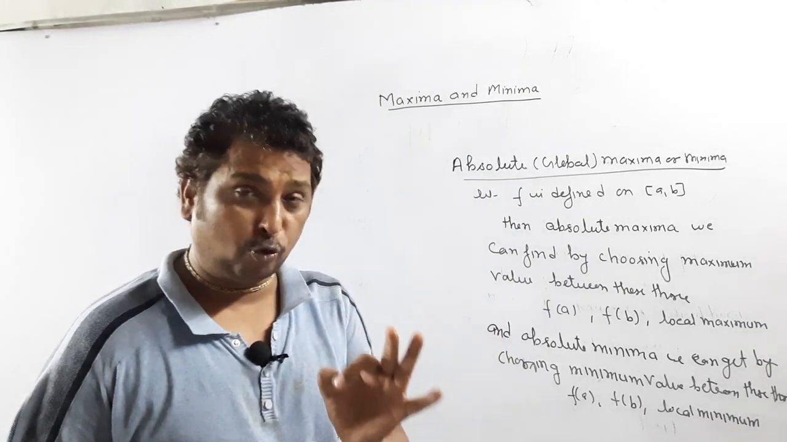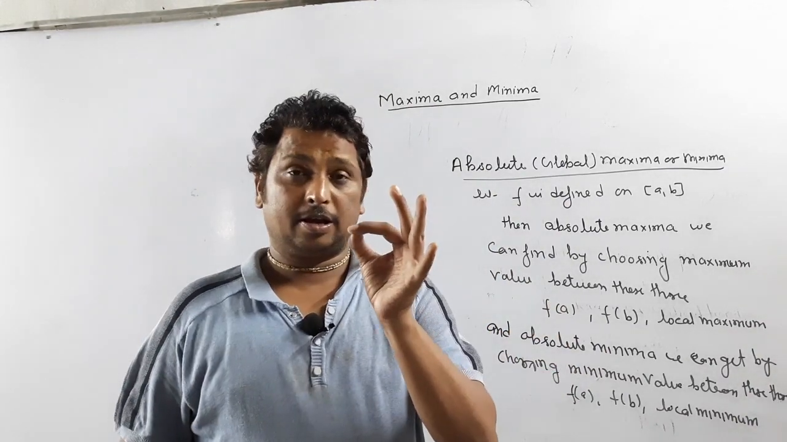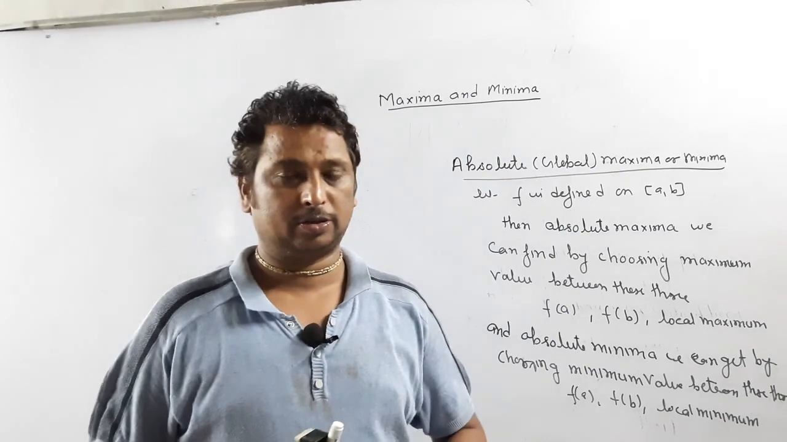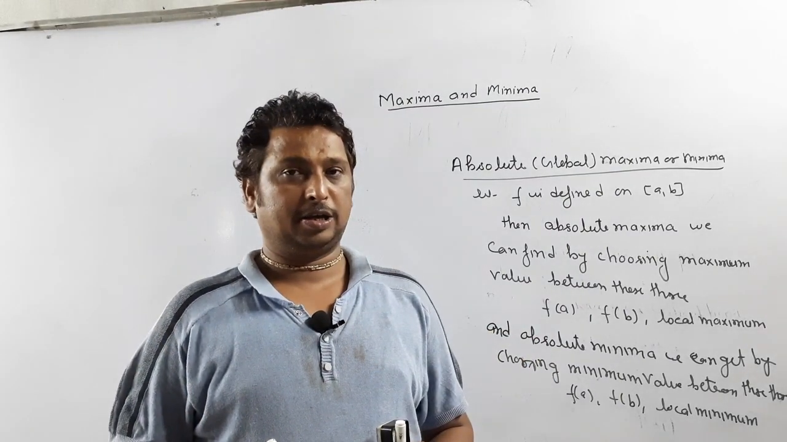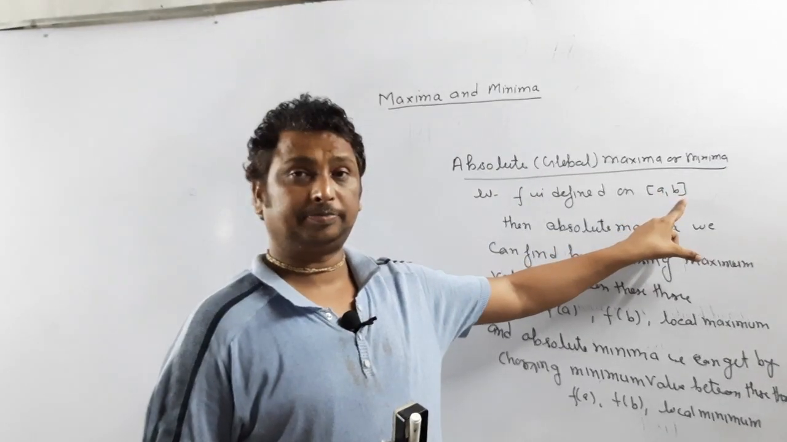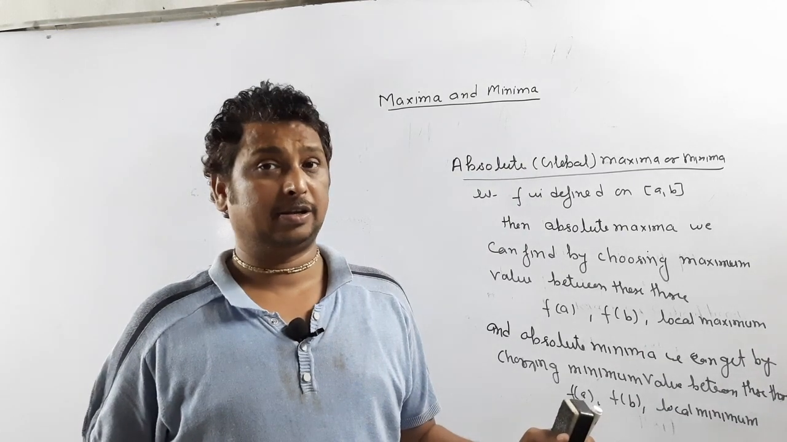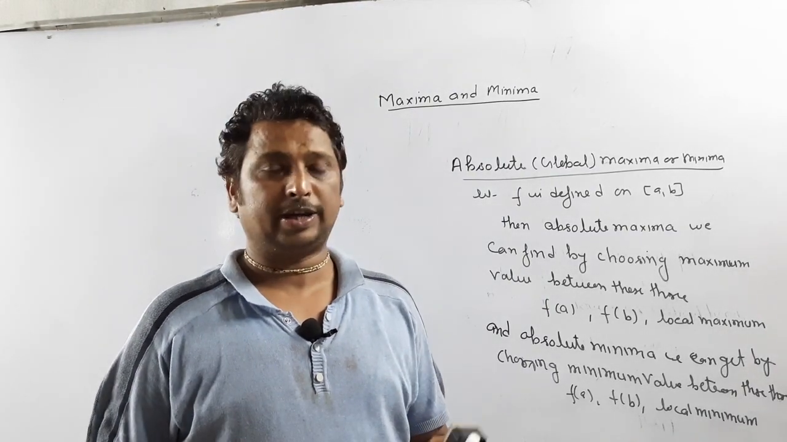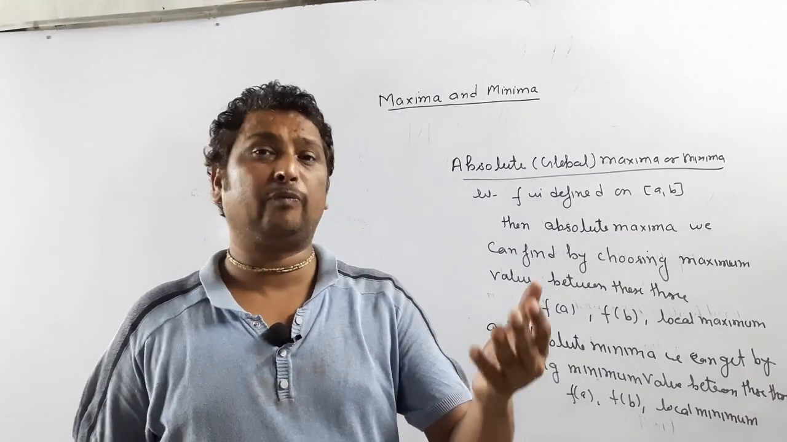Again, don't be confused. Local means just the procedure which I already explained in this slide. For global or absolute, we have to extend our limitation and calculate end point values also. If it is defined in interval AB, then calculate at A and B. Because local lies in between, end points we do not consider. But for absolute, we have to consider end points also. So with those two values at end points and the local values, we can conclude which one is maximum and which one is minimum.